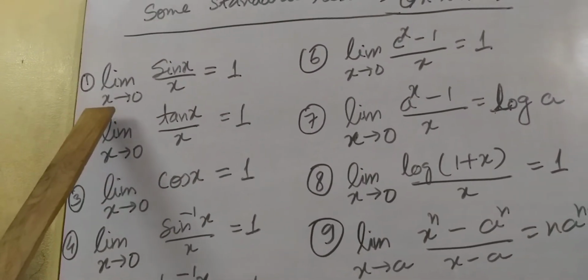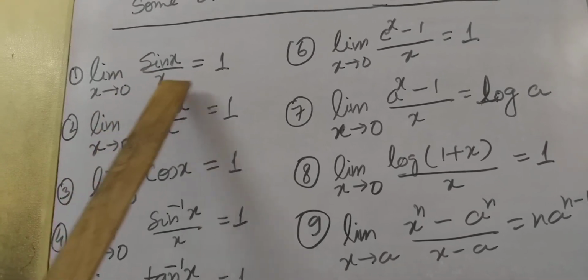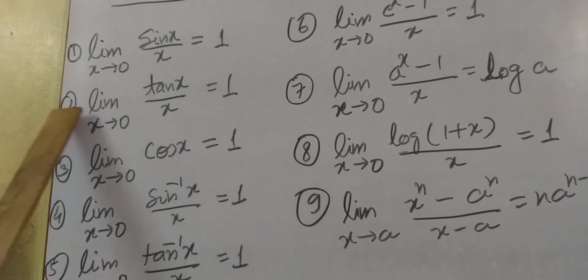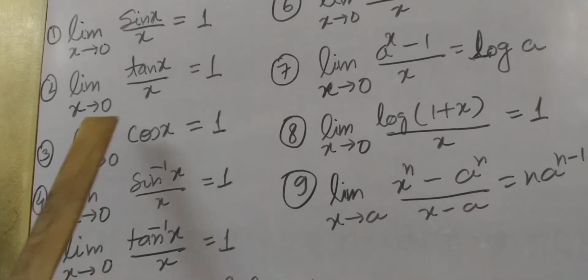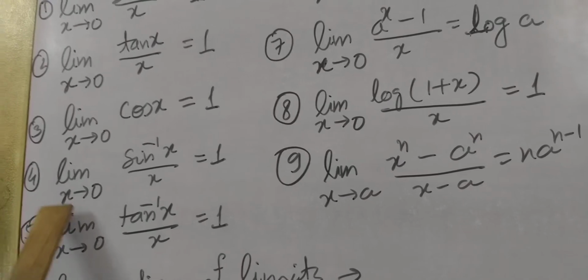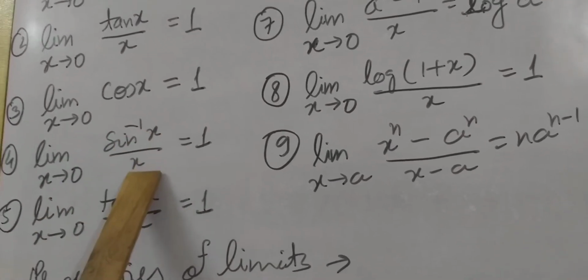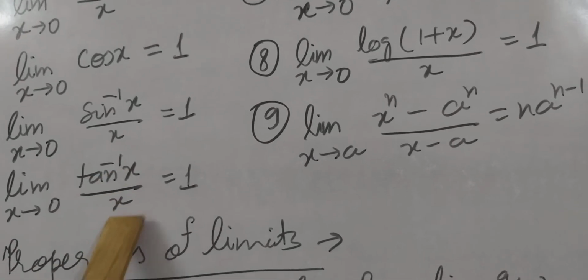So students, this is the first one. Limit x tends to 0, sin x upon x equals 1. Limit x tends to 0, tan x upon x equals 1. Limit x tends to 0, cos x equals 1. Limit x tends to 0, sin inverse x upon x equals 1. Limit x tends to 0, tan inverse x upon x equals 1.